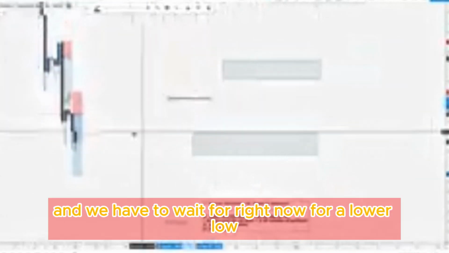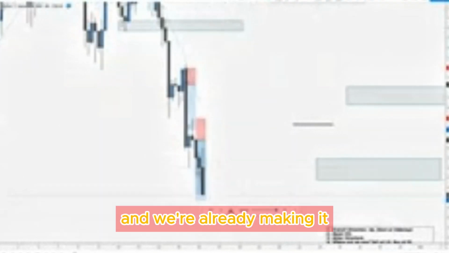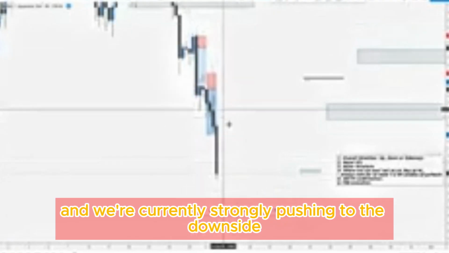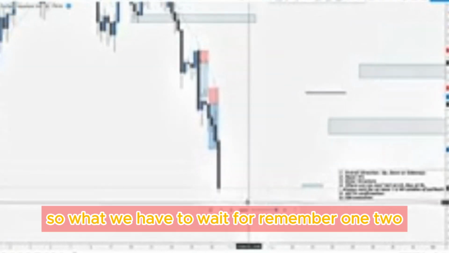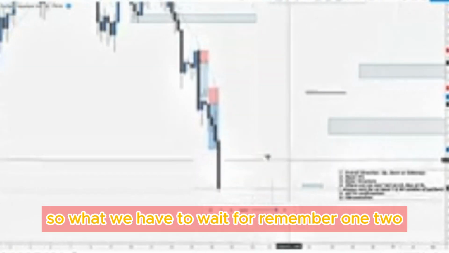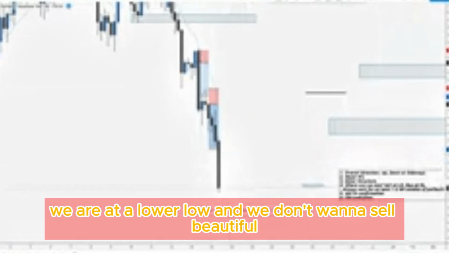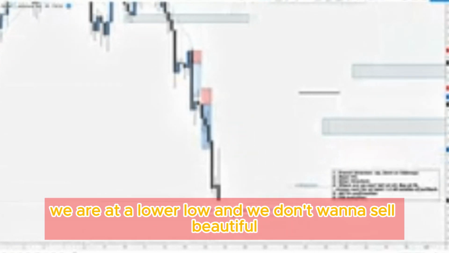And right now we have to wait for a lower low. And we're already making it. As you can see, we just made a lower low and we're currently strongly pushing to the downside. So what do we have to wait for? Remember, 1 to 2 4-hourly candles of pullback. Because where are we now? We are at a lower low and we don't want to sell.